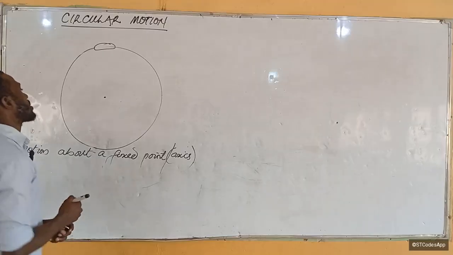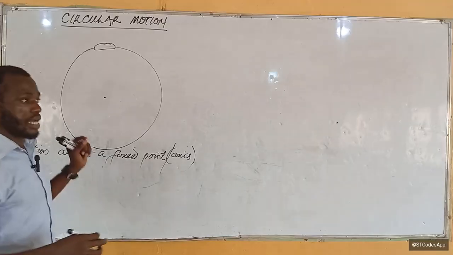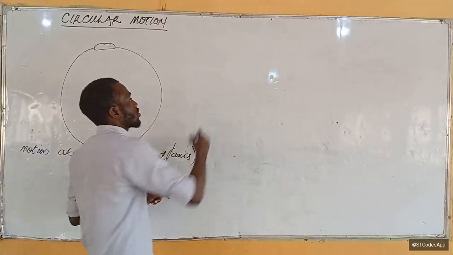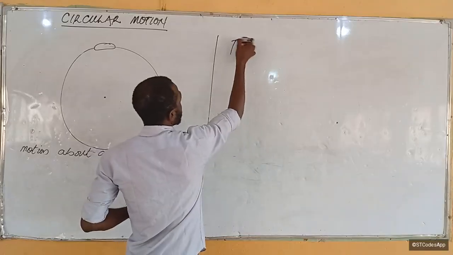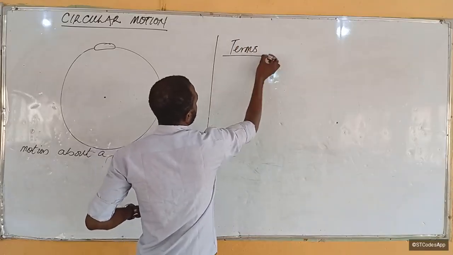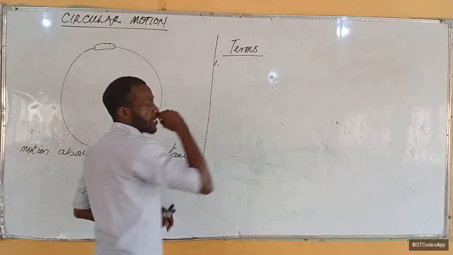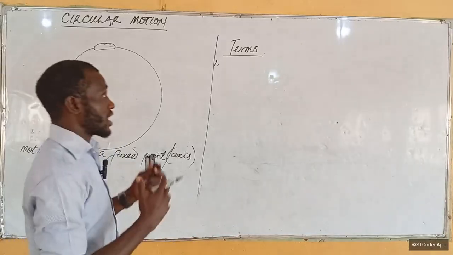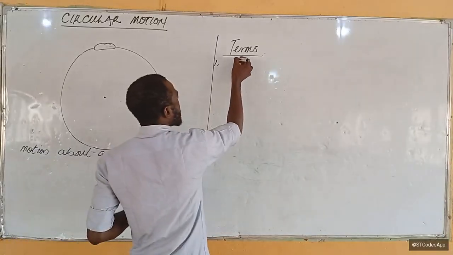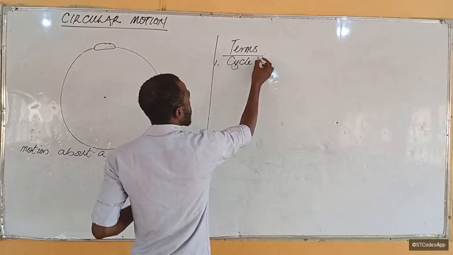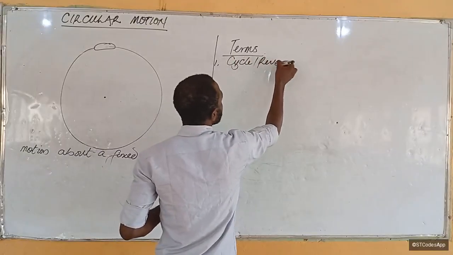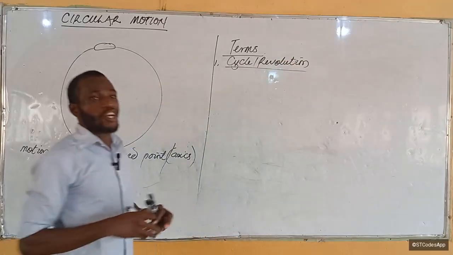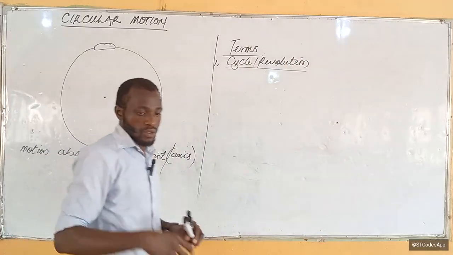Now, there are so many things that we have to know about circular motion. Before we analyze those things, let's first talk about the terms we are going to hear as we talk about circular motion. The first term that you will likely hear, and this is in no particular order, is the cycle, or a revolution. A cycle is simply a complete motion around a circle.